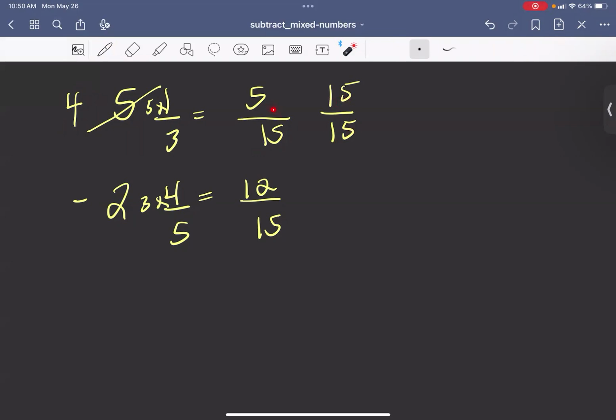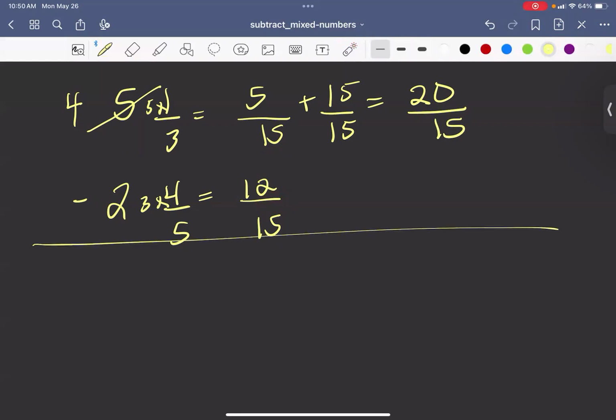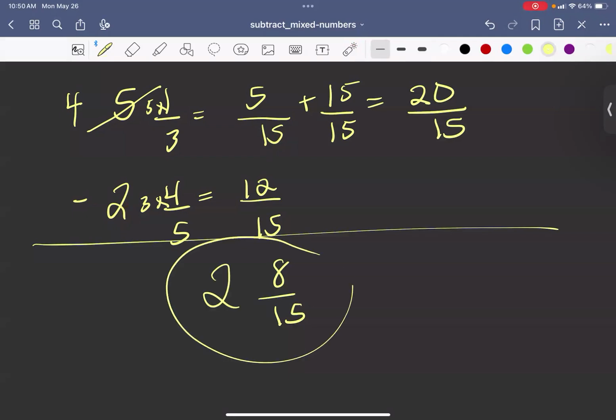So now I'm going to add 5/15 plus 15/15. That's going to be equal to 20/15. Now 20/15 is bigger than 12/15, so I can subtract. 20/15 minus 12/15 is equal to 8/15, and 4 minus 2 is 2. So our final answer is 2 and 8/15.